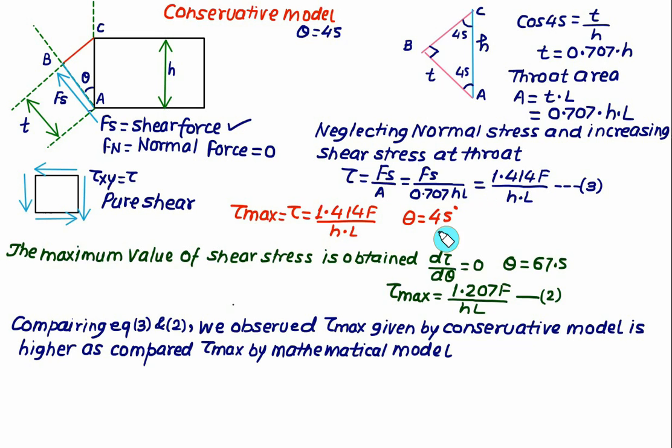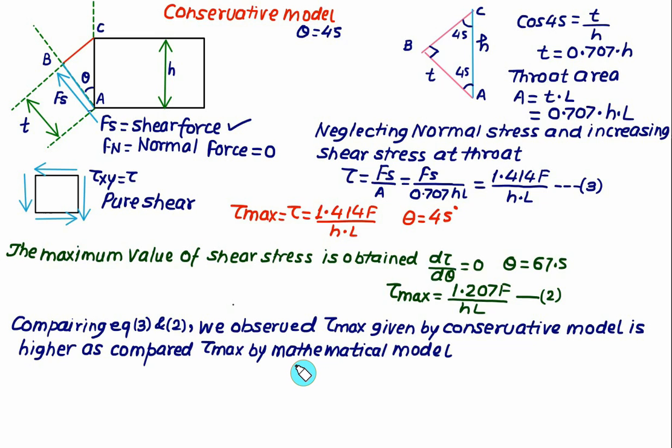Naturally, this value of tau max, given as 1.414 F by HL, is a higher value as compared to the tau max obtained using the mathematical model. So if we compare 2 and 3, we observe that tau max given by the conservative model is higher as compared to tau max by the mathematical model. So you have to always prefer the conservative model as compared to the mathematical model.